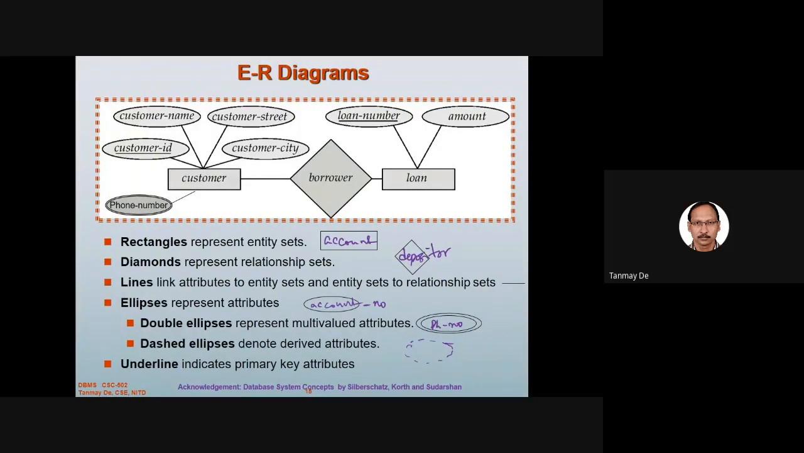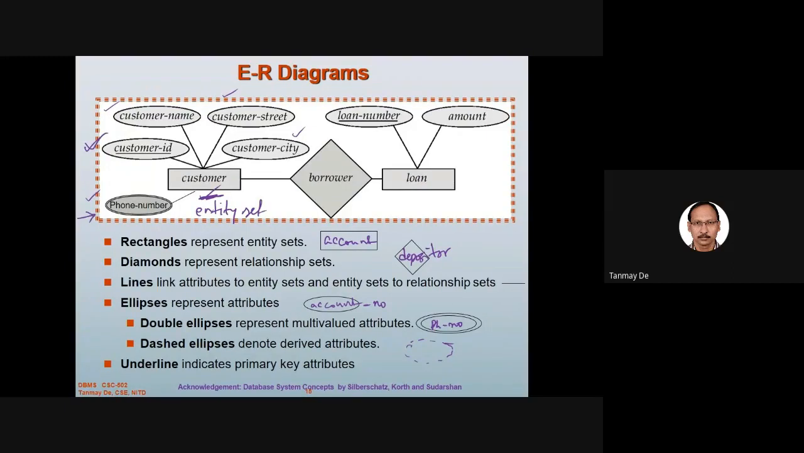Here is one of the ER diagrams. This is the customer entity set, which is described by different attributes. What are the attributes? Phone number, customer ID, customer name, customer street, customer city. Customer is the entity set, and you can see the customer is represented by a rectangle block. Because phone number is a multi-valued attribute, it is a double line ellipse.